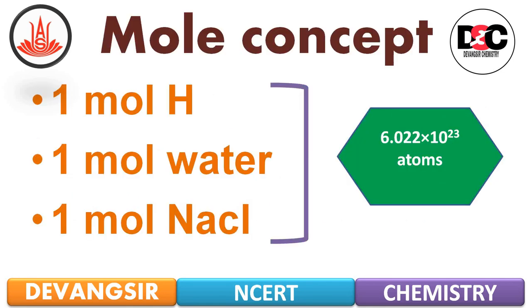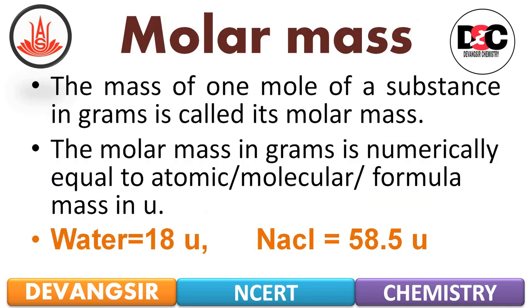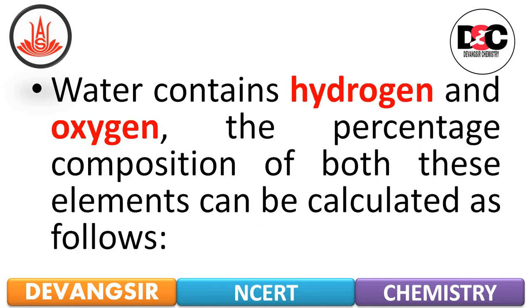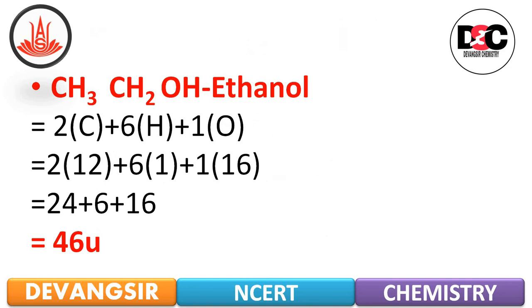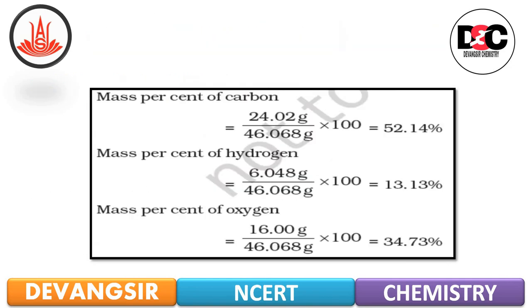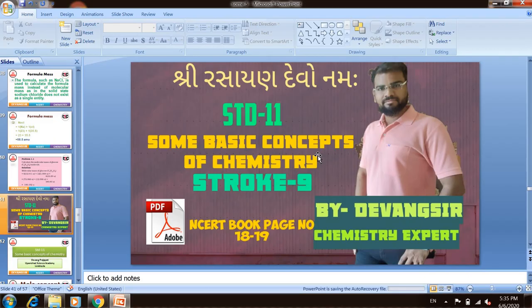Then 1 mole of hydrogen, water, NaCl will have this many atoms. Then we calculated the molar mass for water as well as NaCl. Then how to calculate the percentage composition for water as well as for ethanol. So we have done this much. That's all.